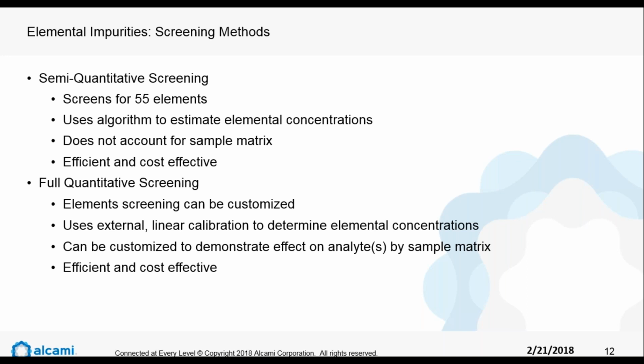The other option that we have, which is pretty popular, is to do a full quantitative screening. This is going to use an external calibration curve with multiple standards, and those standards are going to contain all of the elements that we're looking for. We can do this just as a quick screen. We can also customize that to show the impact of the sample matrix on the analytes of interest. This is another very efficient and fairly cost-effective approach that we have.